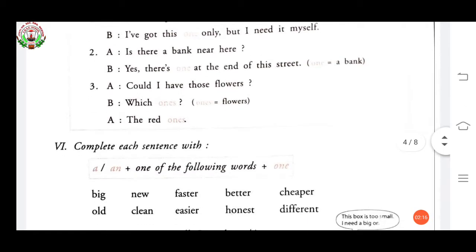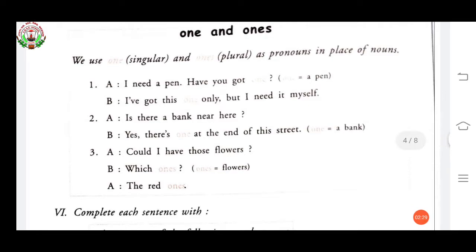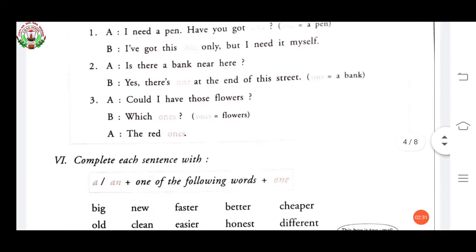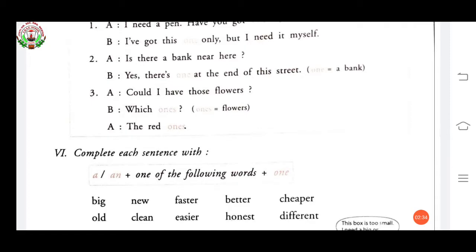Now see the third one. Could I have those flowers? Now listen carefully. Here they are talking about flowers, which is plural. I told you, O-N-E-S, ones, is for plural. Which ones? Here ones is equal to flowers, meaning more than one flower. The red ones means that person needed the red flowers.